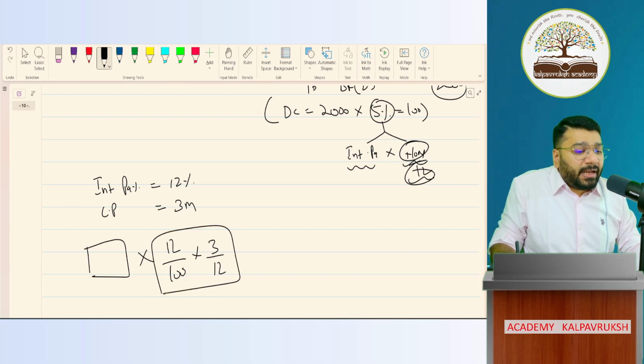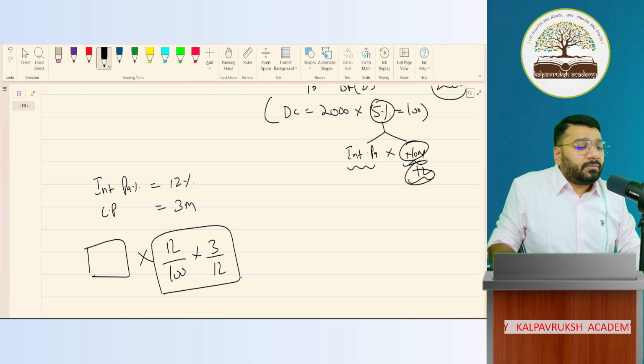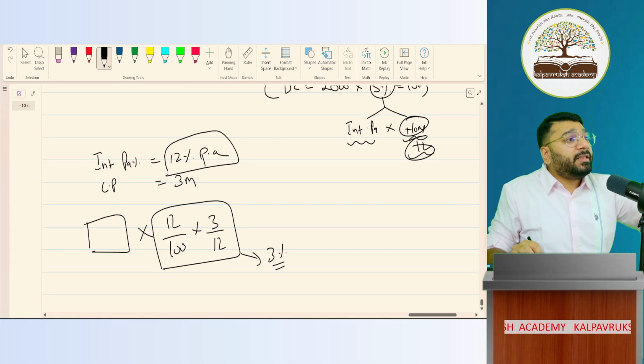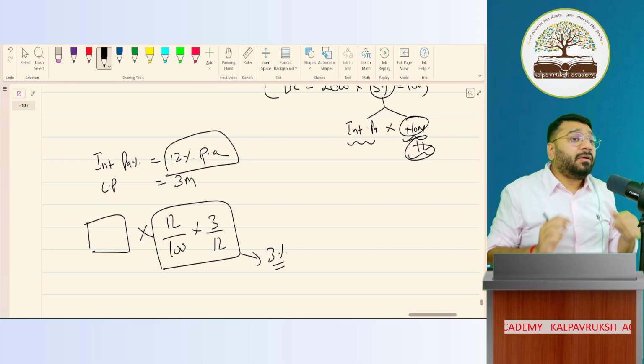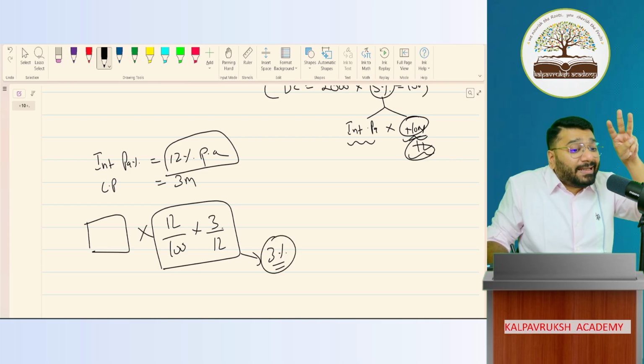If you multiply these two, what will you get? You will get 3%. So this is 12% per annum. Per annum means this 12% is for the entire year. The 3% is the interest for those 3 months.